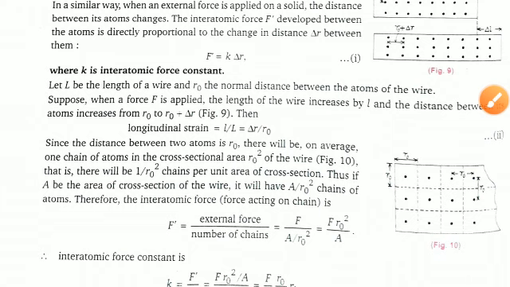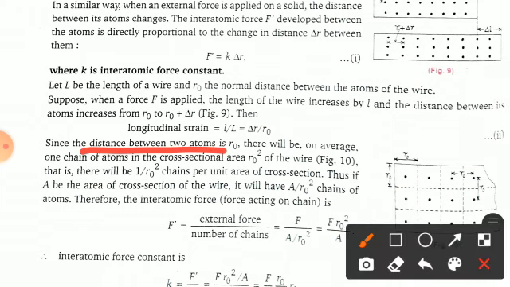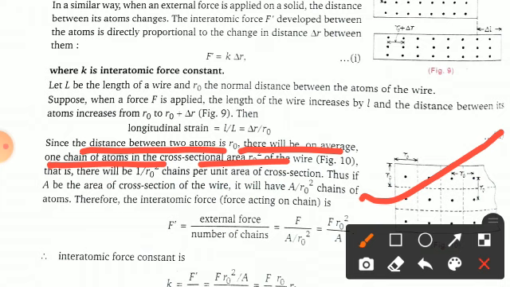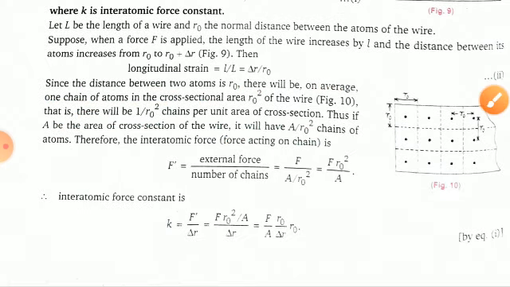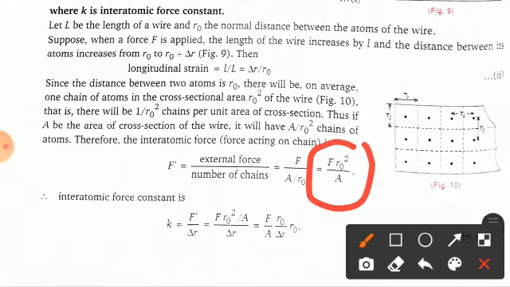Now since the distance between the two atoms is r naught, there will be on average one chain of atoms in the cross-section area r naught square of the wire. From this figure you can easily understand that there will be 1 by r naught square chains per unit area of cross section. Thus if A is the area of cross section of the wire, it will have A by r naught square chains of atoms. Therefore the interatomic force acting is equal to how much? F r naught square by A, and the interatomic force constant you can find from this value.